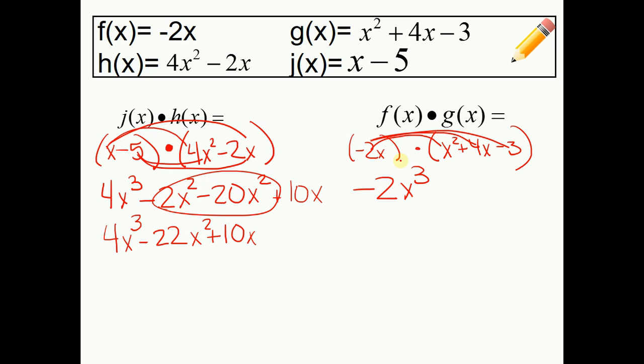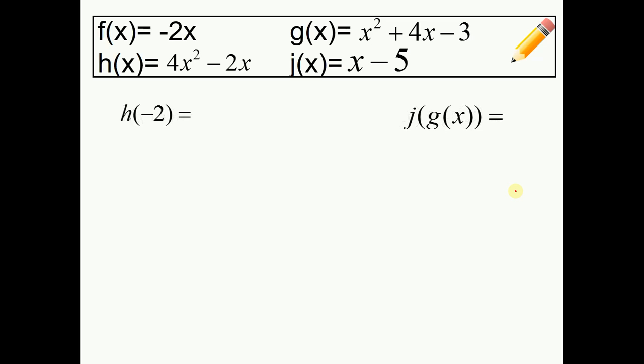And then now I have negative 2x times positive 4x, that is negative 2 times 4, negative 8, x times x, x squared. And then I have negative 2x times a negative 3, that would be 6x. Any duplicates, any terms that I could put together, like terms? Doesn't seem like it. No like terms in that problem. So f of x times g of x would be equal to negative 2x cubed minus 8x squared plus 6x.